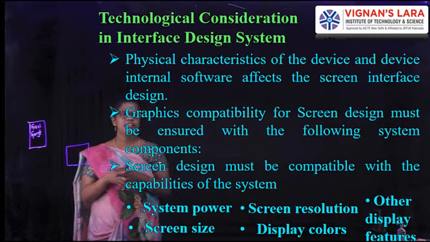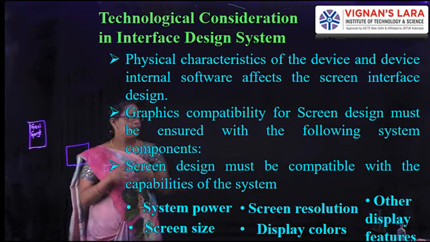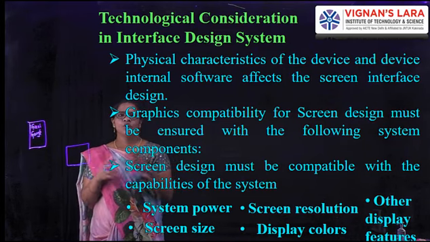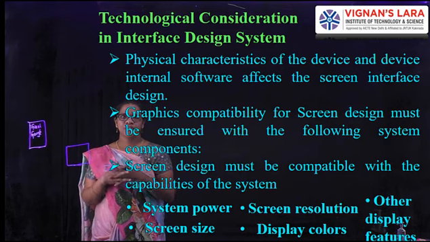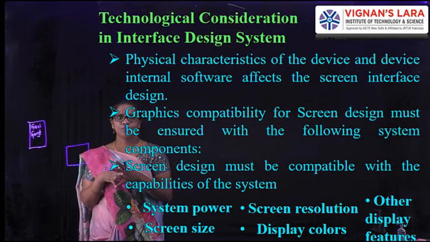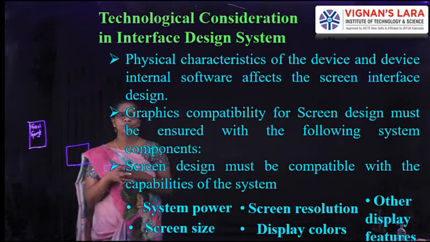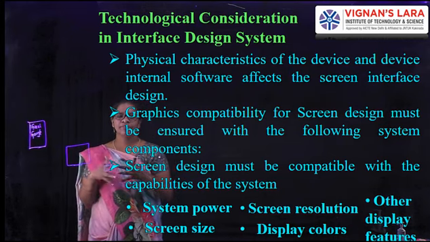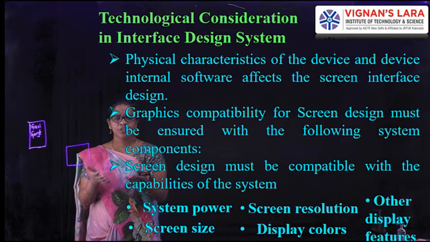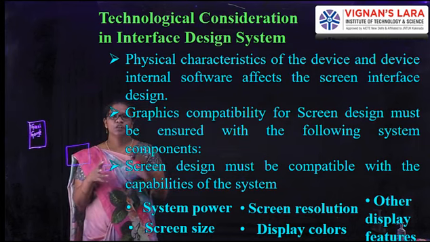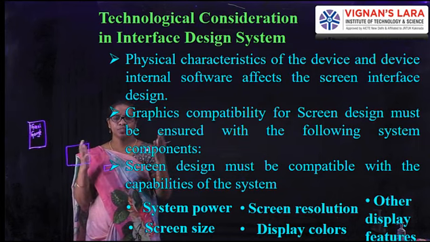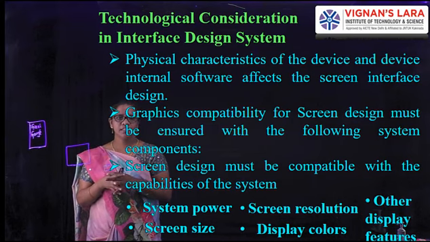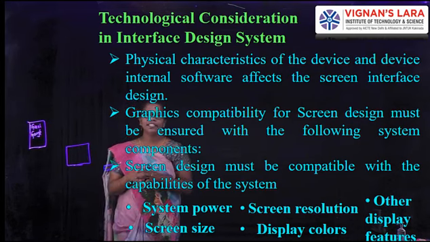Next one is the display colors. We have different types of colors. What type of color will affect the user? What type of color do we have to use? For example, for this glass board, we are using light colors. Why? In order to appear clearly to the user. So in order to design the screen, we have to consider the display colors.